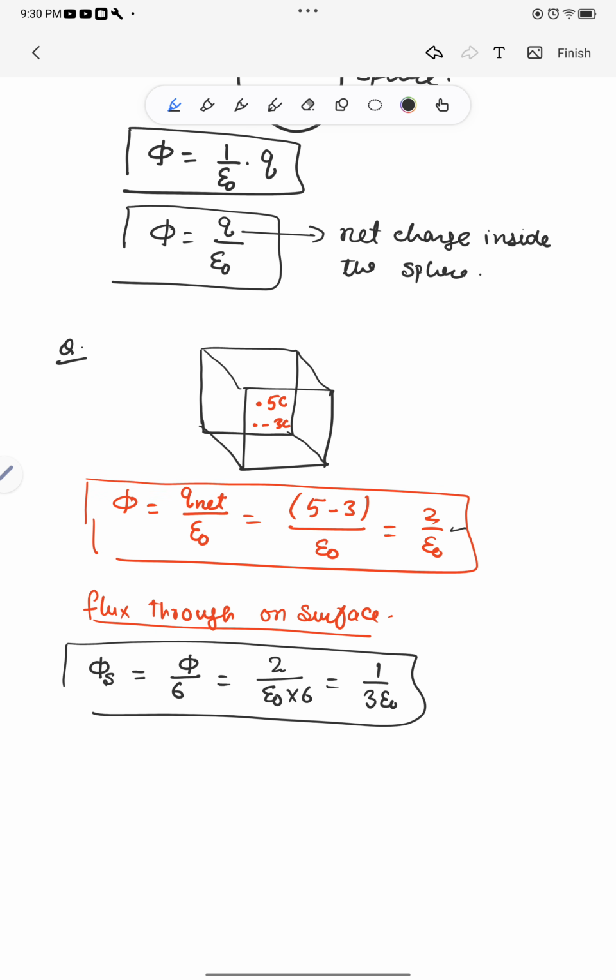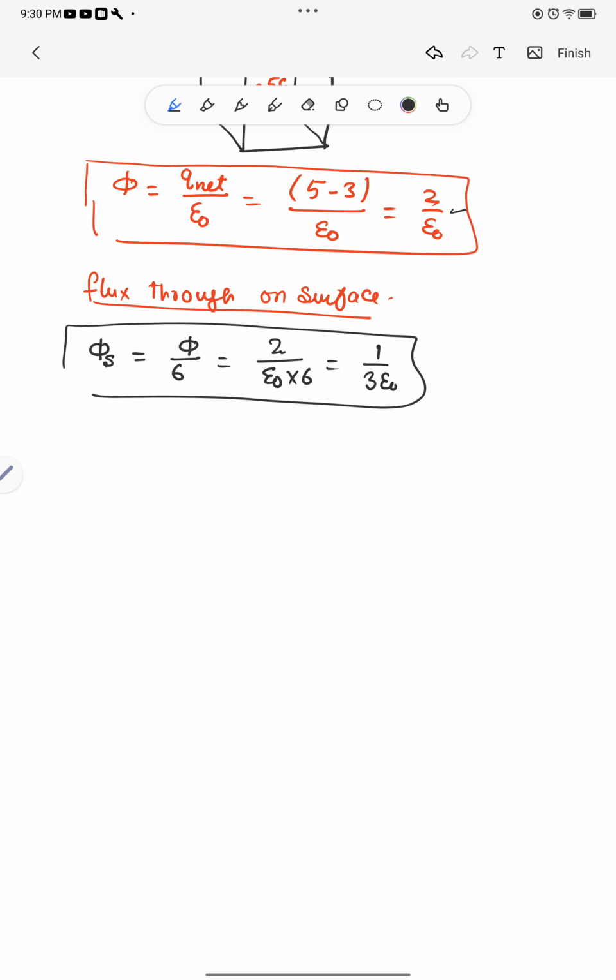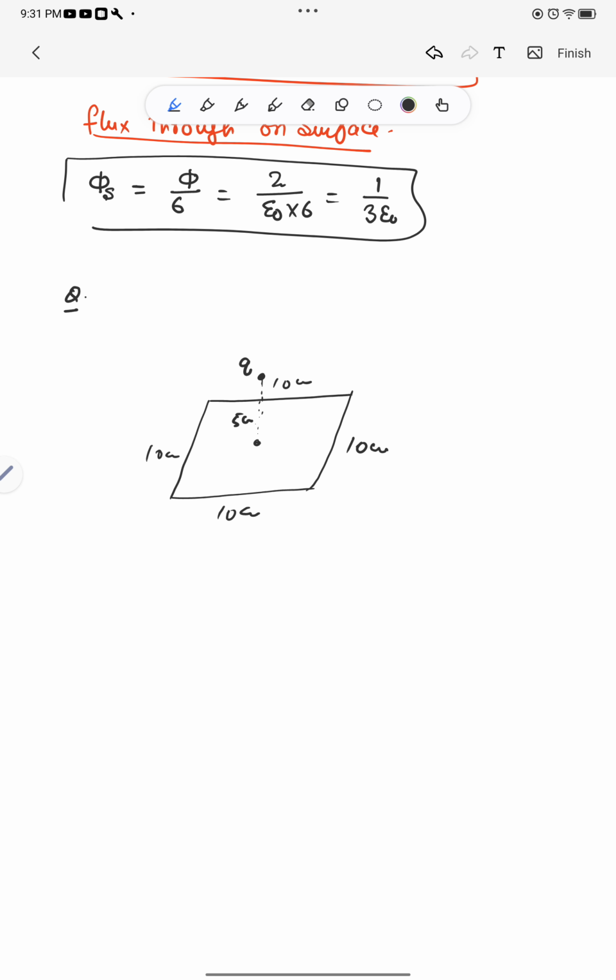Okay, and this question can also be asked in another way. Let's say we have a square, and the side of this square is 10 centimeter, here also 10 centimeter, 10 centimeter and 10 centimeter, and a charge q is placed just above this square from the center, at a distance of 5 centimeter. And then the question asks what will be the total flux through this square.